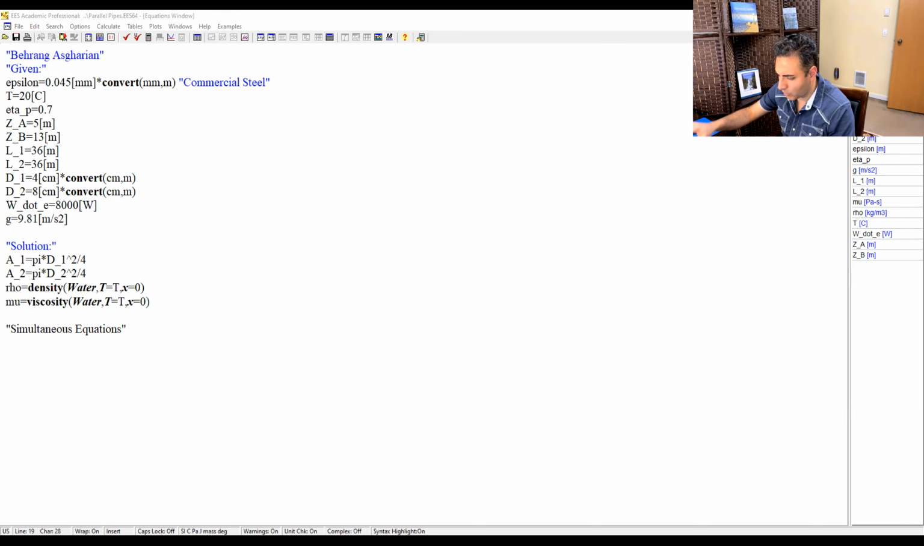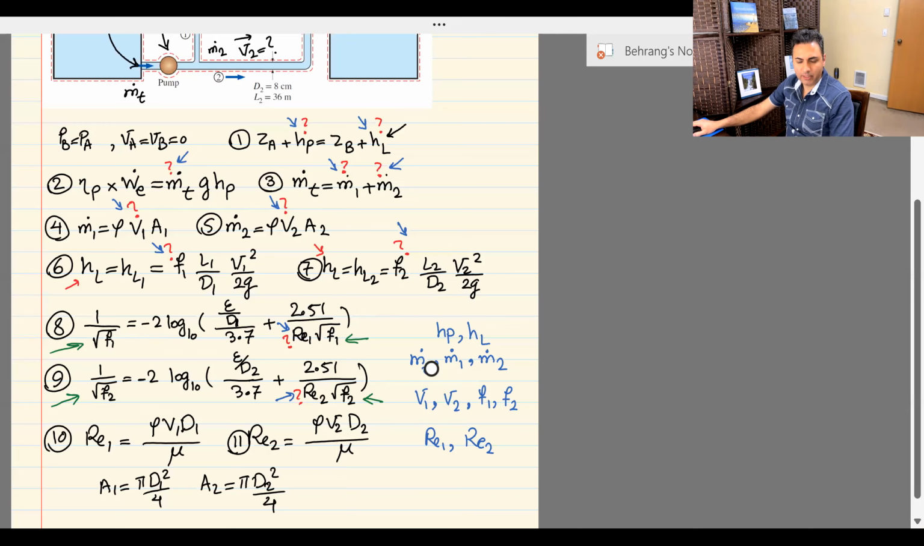So let's take a look at them one more time real quick. If I want to share that one more time for you, so you remember what I'm talking about. The simultaneous equations are these equations, equations 1 to 11, all these equations, we're going to use these ones. And hopefully you wrote them down in your notes. And so it's going to work out. So let's go back to EES and just type all these equations. That's how it's going to work.